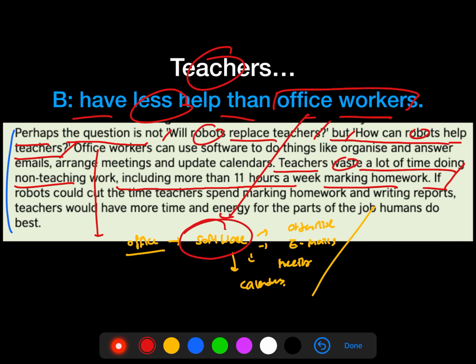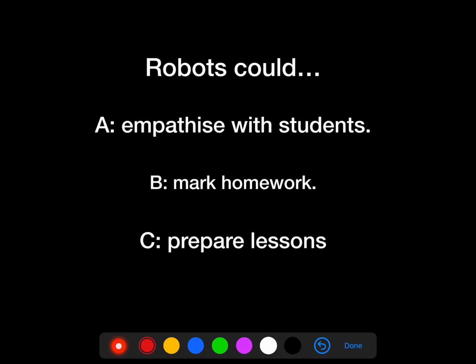Why? Because office workers use software that can take care of organizing or answering emails or meetings or calendars. However, teachers need to spend a very long time, even though it's non-teaching work. So 11 hours a week marking homework and writing reports, stuff like that. So the answer would be teachers have less help than office workers. That would be the answer. Very good. Now, let's move on.